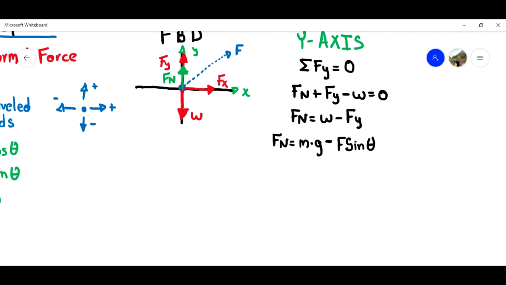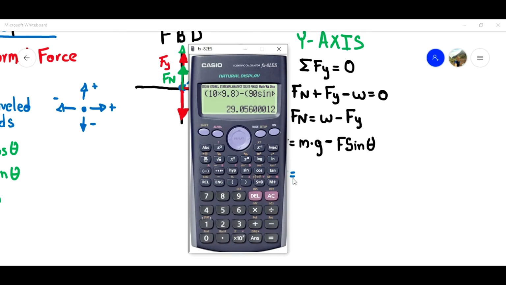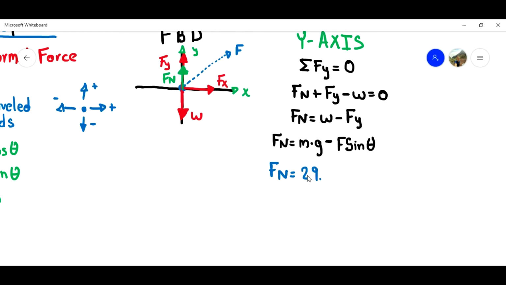So normal force equals 29.0560. Remember, we're talking about forces, so it's newtons. So I'm gonna circle this, and that is the normal force, that is the reaction force. And if you see, the forces are in balance. That's why the object is not going down or flying away. Okay, and this is letter A.